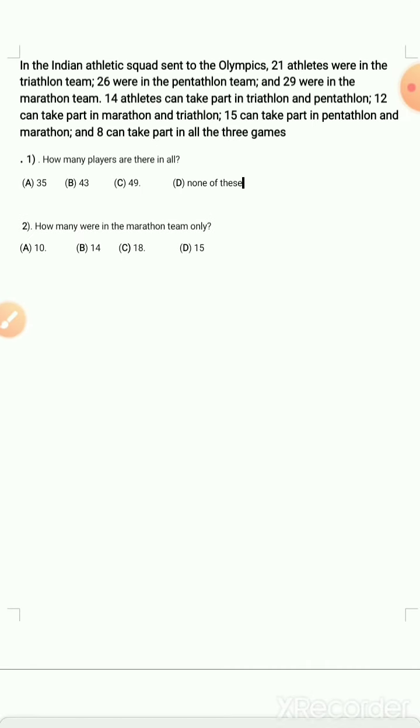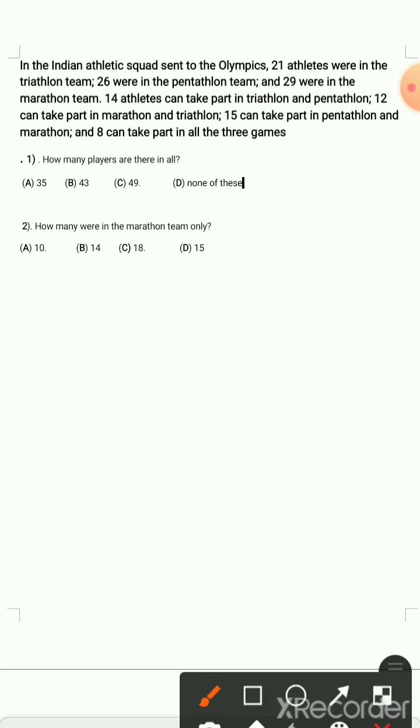Here is the next question. In the Indian athlete squad sent to the Olympics, 21 athletes were in the triathlon team, 26 in the pentathlon team, and 29 were in the marathon team. 14 athletes can take part in the triathlon and pentathlon, 12 can take part in the marathon and triathlon, and 15 can take part in the pentathlon and marathon, and 8 can take part in all 3 games.